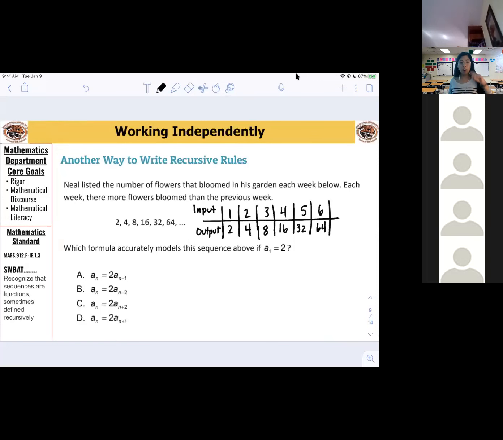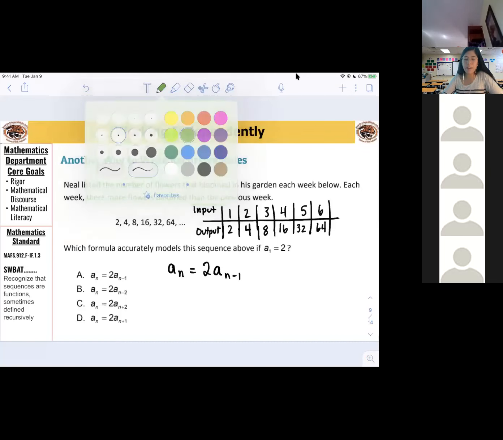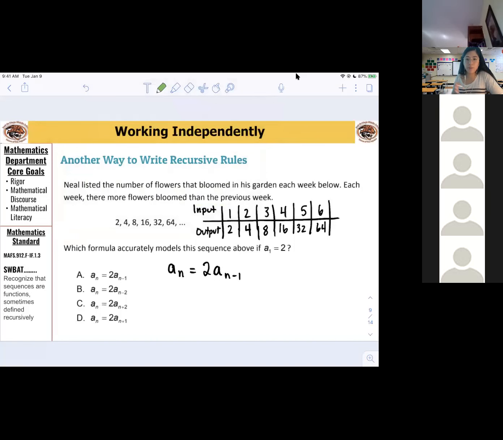On a test, the way it's going to look is basically like this. They're going to show you the pattern, and then they're going to ask you which rule is the correct rule. The best way to do this type of problem is to test out each answer choice until you find the correct one. I'm going to start by testing answer choice A. We're going to literally plug in any number from the table and see if, when you follow that rule, it works out.